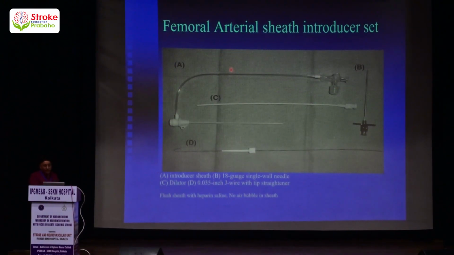This is the femoral artery sheath, and it has many components. This is the introducer sheath. This is the puncture needle; for adults it is an 18 gauge needle. Then it has a dilator, and a J-tip wire along with a straight one. First we have to flush the sheath with venous saline, and we should be sure that there is no air bubble in the sheath.